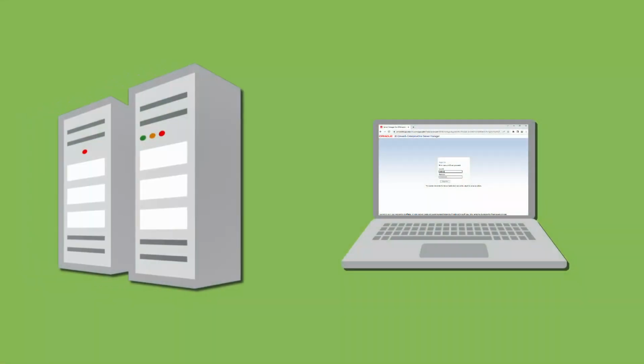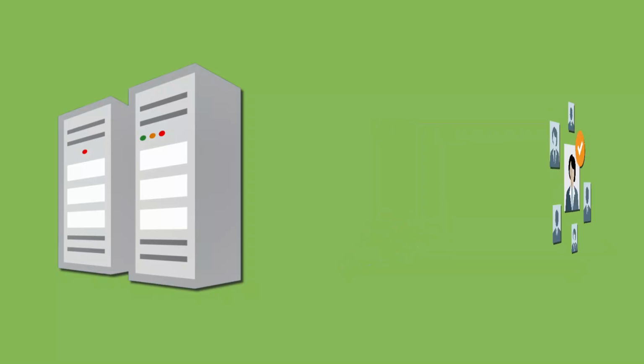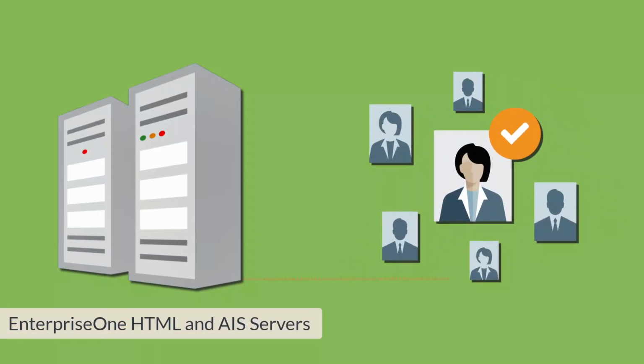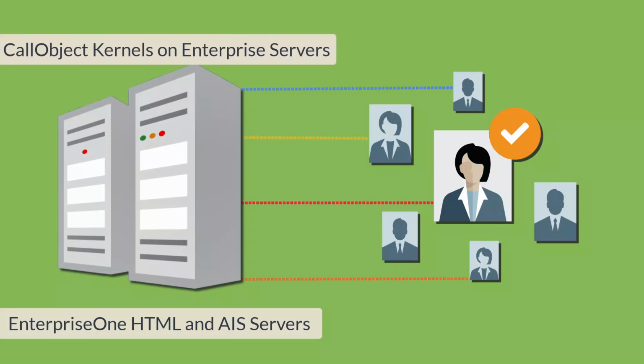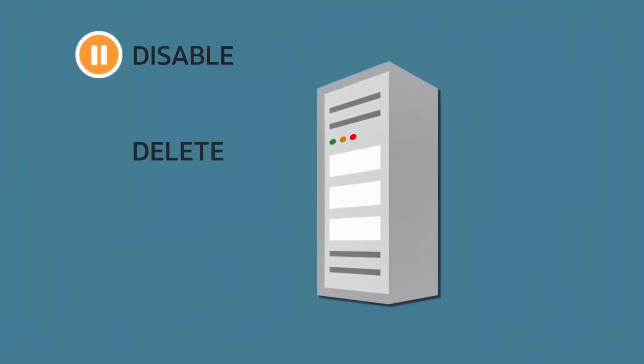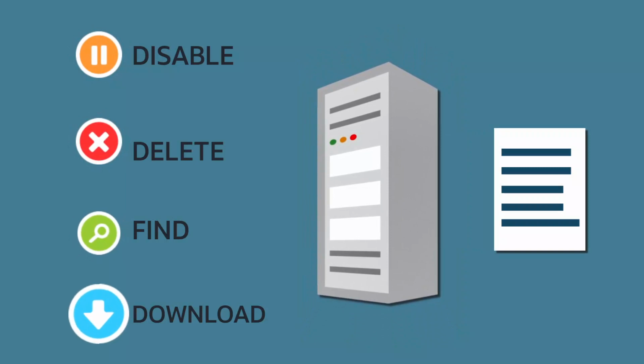With Release 24, you can use the user logging tool in the Server Manager console to enable user-level logging for all the HTML and AIS servers and call object kernels on enterprise servers to which the users are connected. You can also disable, delete, find and download user logs from this interface.